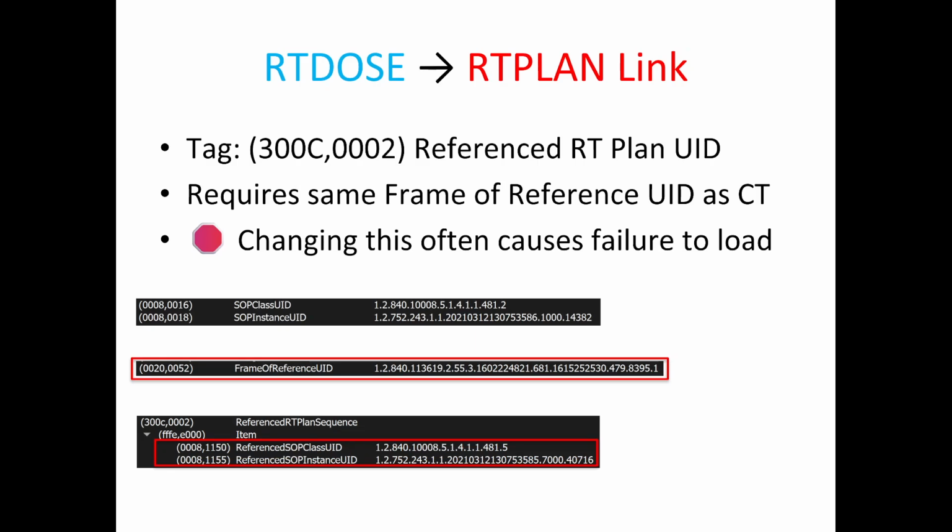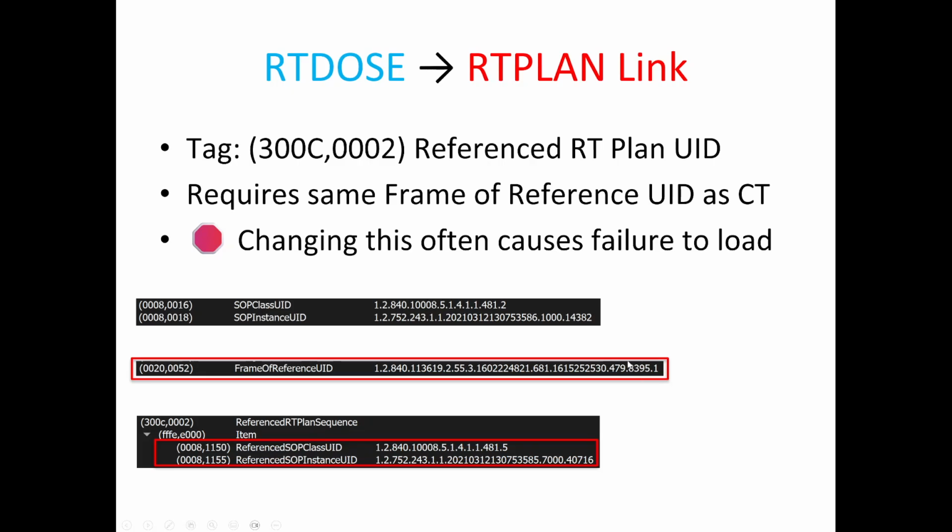Next is the RTDOSE to RTPLAN link. The RTDOSE file points back to the RTPLAN using tag 300C,0002, the reference RTPLAN UID. RTDOSE must have the same frame of reference UID as the CT. If not, the dose won't overlay, or worse, the system might crash when trying to open.